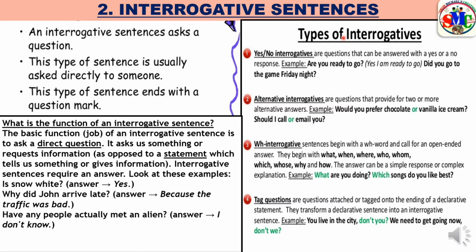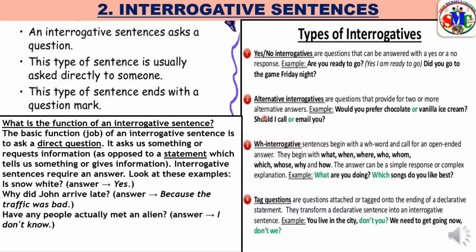Now let us go through what the types of interrogatives are. The first one, yes or no interrogatives. These are questions that can be answered with yes or no responses. For example, are you ready to go? You can say yes, I am ready to go, or you can say no, I am not ready to go. Another example, did you go to the game Friday night? You can respond with yes or no.